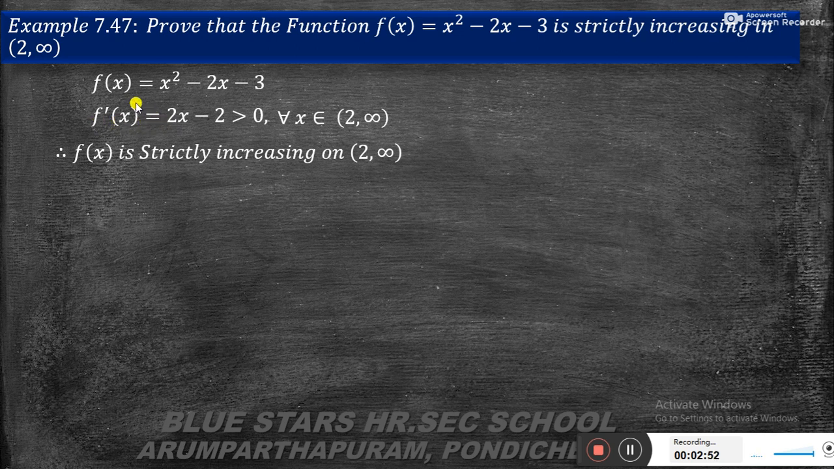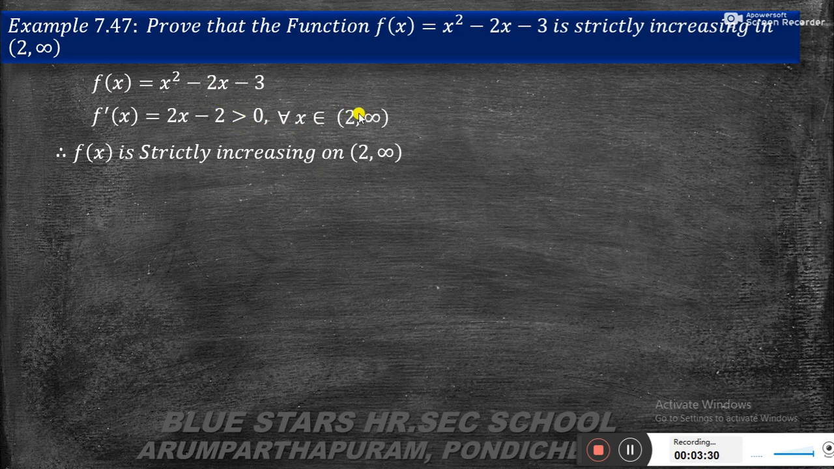So f dash of x equal to, I differentiate the given function. Differentiation of x square is 2x. Differentiation of minus 2x is minus 2 into differentiation of x, which is 1. Differentiation of the constant 3 is 0. So 2x minus 2 is greater than 0 in the interval 2, infinity. Why is it greater than 0? In 2, infinity all the numbers are positive. So if I substitute any positive number in this function, again we get a positive answer, no negative. Positive answer we represent by greater than 0.